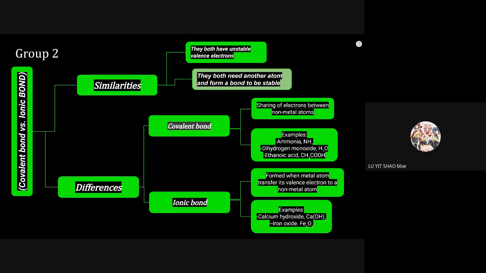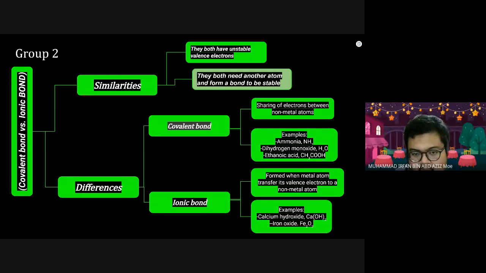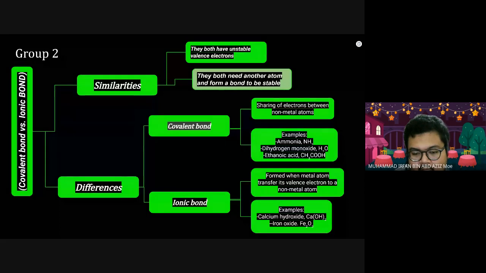And also something to add is that covalent bond will form molecules, and they both will form compounds. Both bonds will produce compound, but ionic will produce ionic compound, and covalent will produce molecular compound.